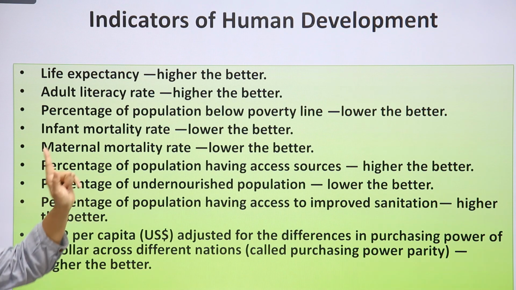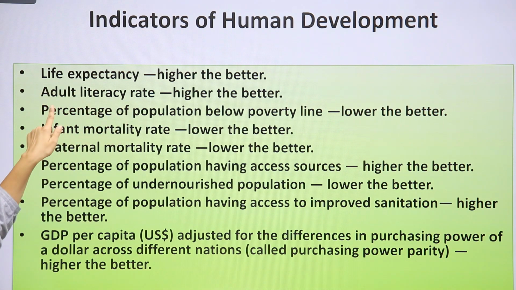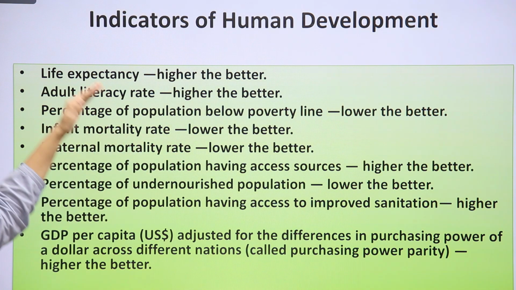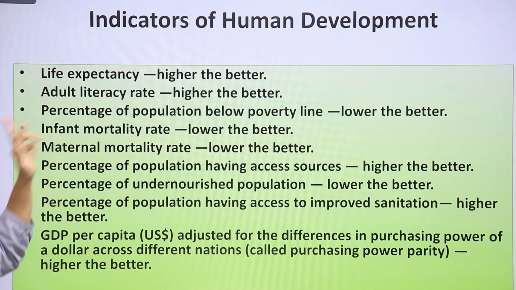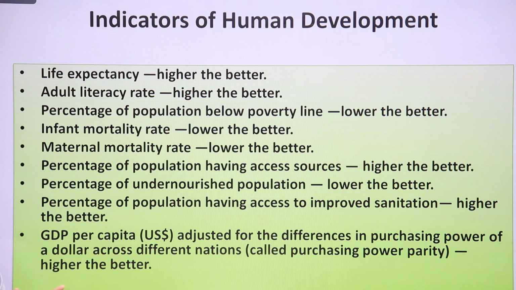Then, indicators of human development. What are they? Life expectancy, adult literacy rate, percentage of population below poverty line, infant mortality, all of these are indicators. And life expectancy, the higher the better. If you have high life expectancy in any nation, this is good. This is a good indicator that people are getting good food, good shelter, good environment, good hygiene, good sanitation, good education, everything good. And that's why their life expectancy is greater. So it is higher the better.